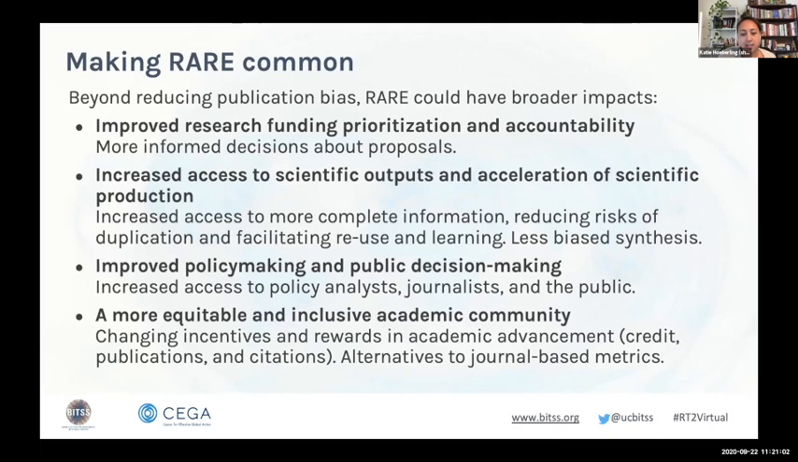So as it stands, and I think we talked a bit about this yesterday with Ted, the incentives and rewards in academic advancement tend to focus on journal-based metrics. So publications and citations, who gets credit for doing what. And the system doesn't necessarily go from 0 to full equity and inclusivity, but I think it at least starts a conversation around what the alternatives to these metrics are. How can we talk about incentives and rewards in a different way?